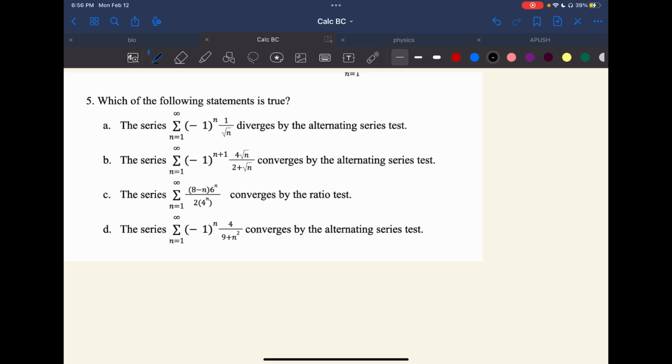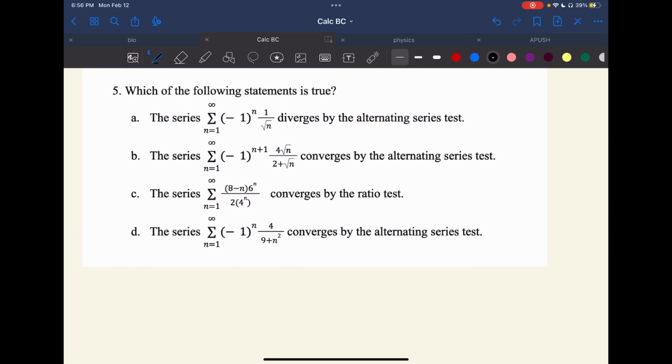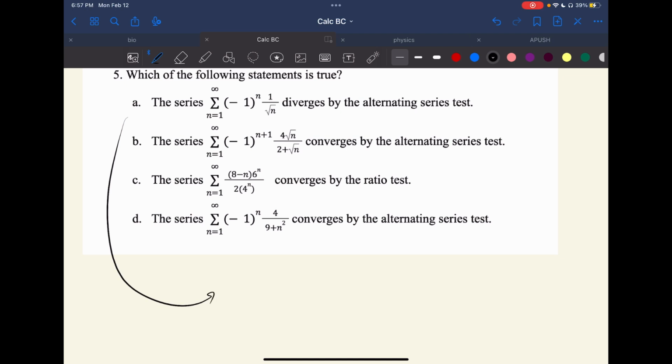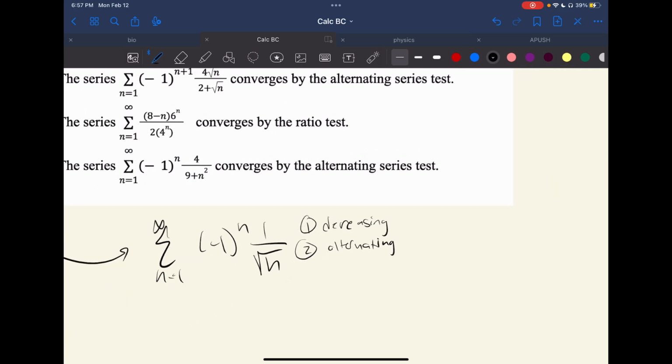And yeah, this one is probably the most complex one to do. So it's asking which of the following statements is true from all of these. So the first series we're given is -1 to the n of 1 over rad n. Okay, so this is an alternating series, so we can use the alternating series test because it is decreasing and it's alternating, which is pretty obvious. It's going back and forth between positive and negative.